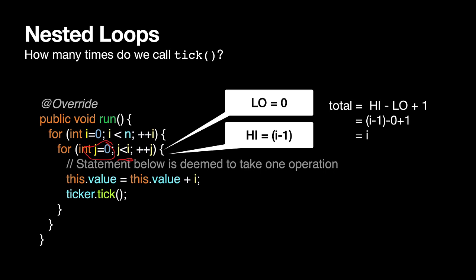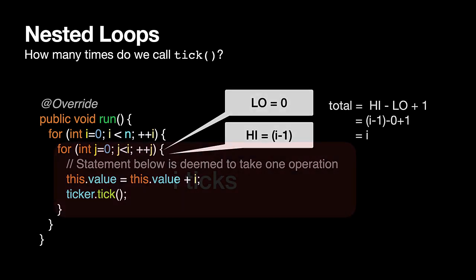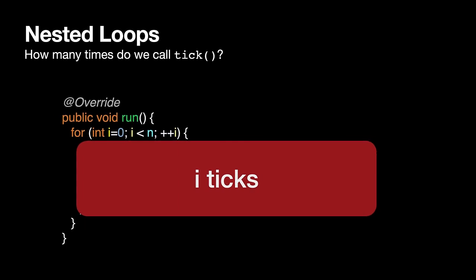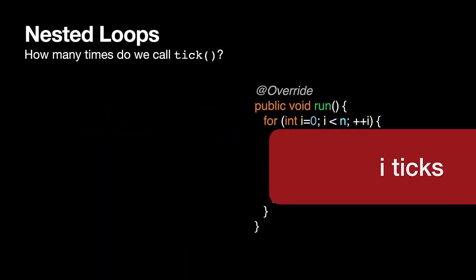Okay, so what we've just done is we've taken everything that's happening inside that loop and reduced its total number of ticks to a simple expression. That entire inner loop can be replaced with just i ticks. Now this allows us to focus on the outer loop. So let's move this out of the way. So the i part is going to run.